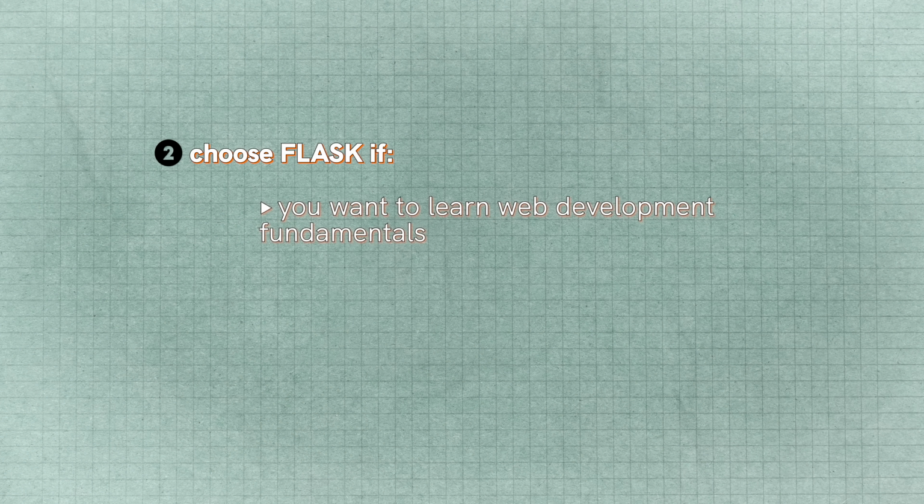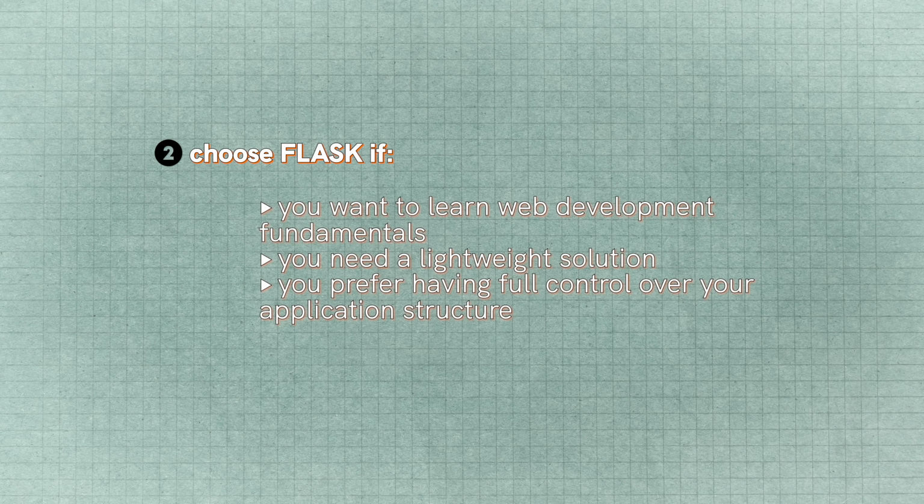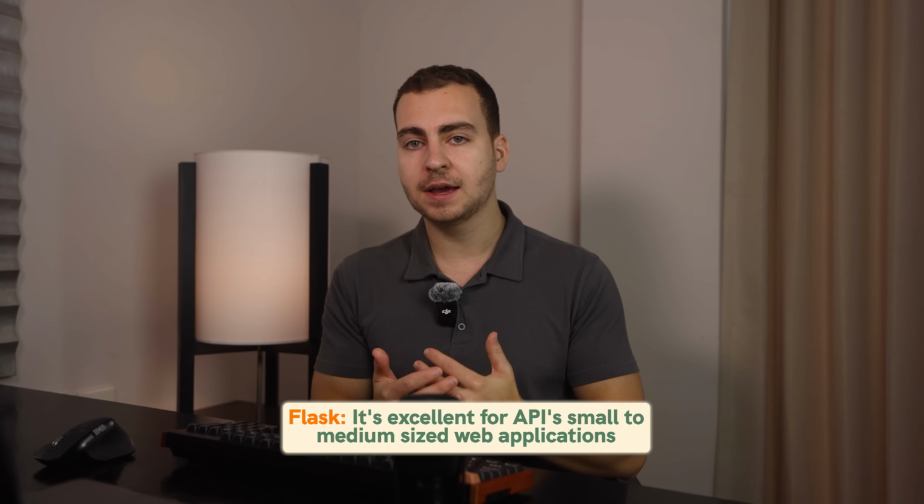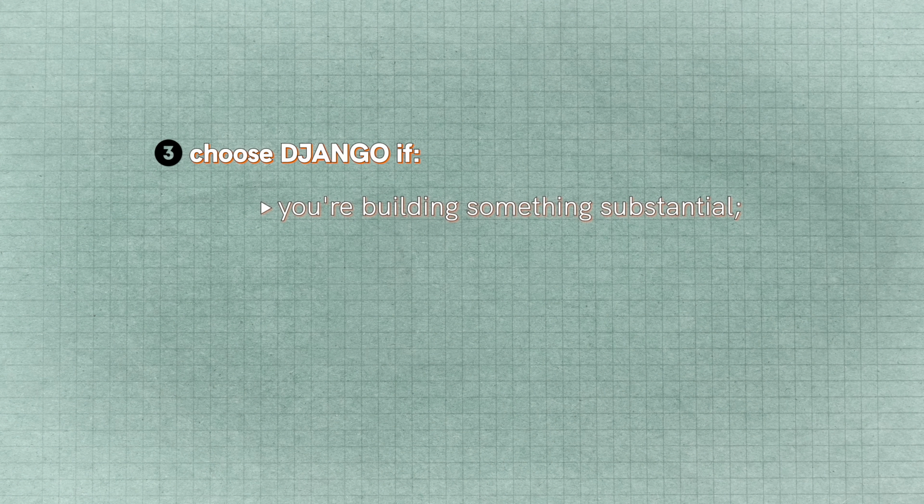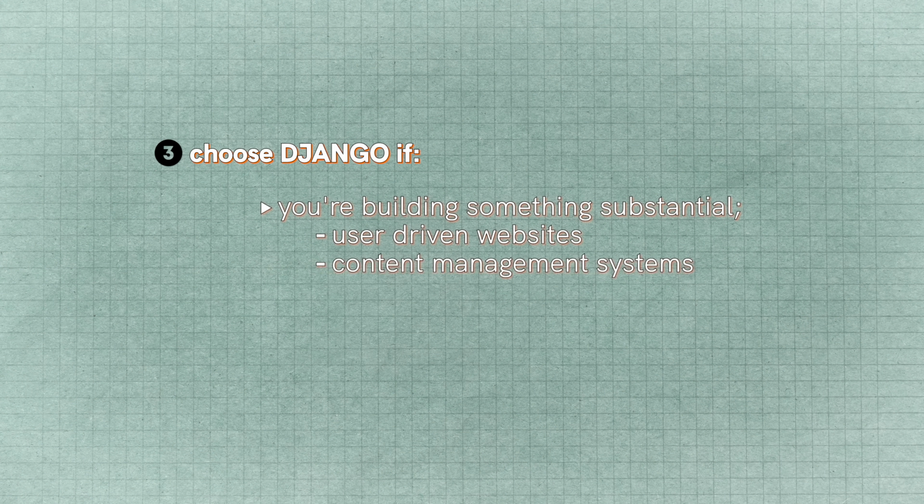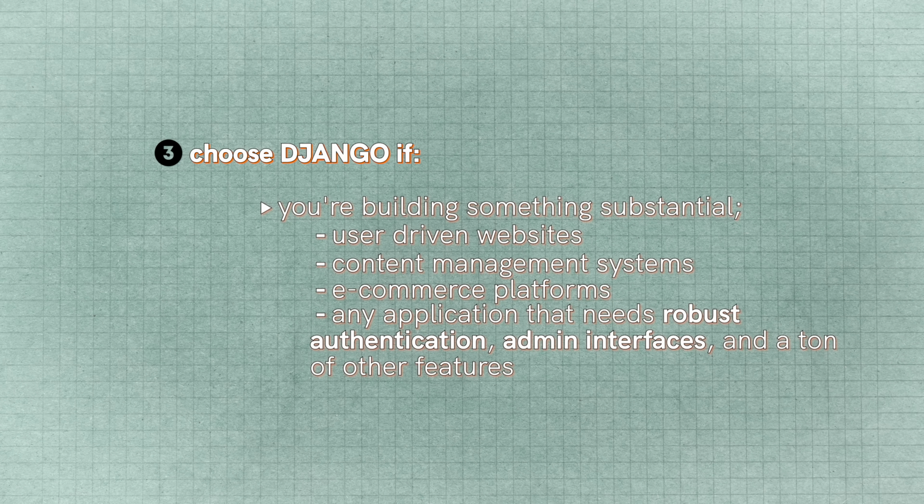Next, you can go with Flask if you want to learn web development fundamentals, you need a lightweight solution, or you prefer having full control over your application structure. It's excellent for APIs, small to medium-sized web applications, and developers who like to understand how everything works. And then lastly, you can pick Django when you're building something substantial. User-driven websites, content management systems, e-commerce platforms, or any application that needs robust authentication, admin interfaces, and a ton of other features. This is the professional choice for serious web applications and what a lot of companies use.